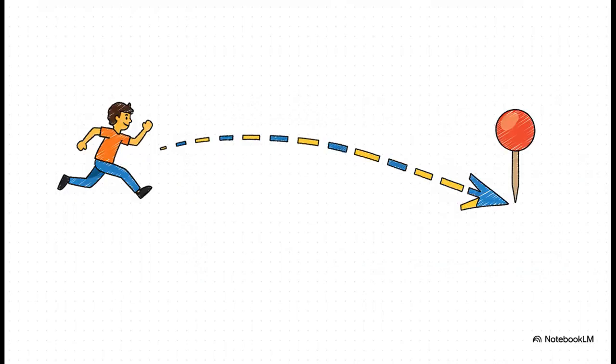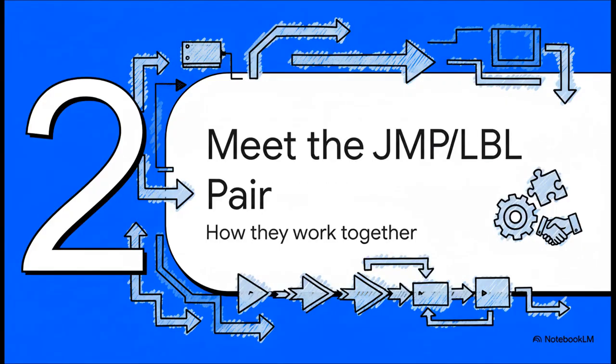It's kind of like giving directions, right? The jump instruction, that's JMP, it's the command. It's you saying, hey, go to the corner of Main and First. And the label, the LBL instruction, that's the actual signpost on the corner that says, you're here, Main and First. So one is the action, the other is the destination. And here's the kicker. One is completely useless without the other. They have to work together.